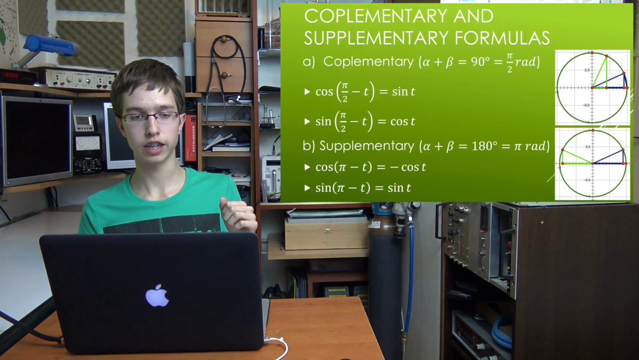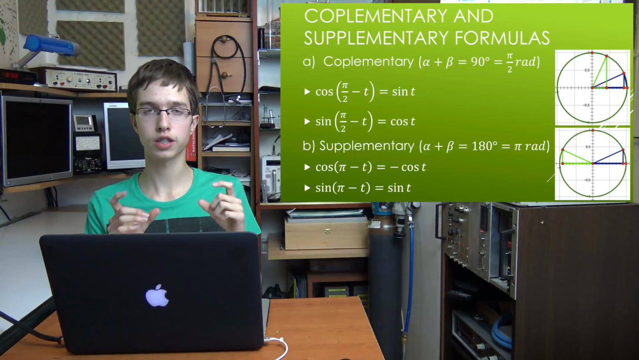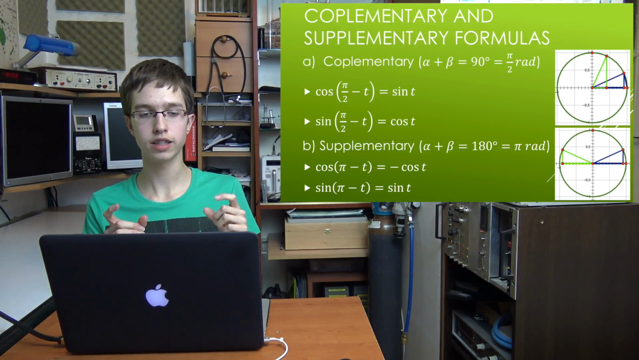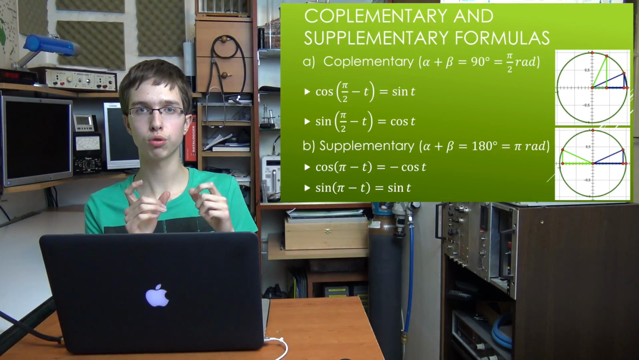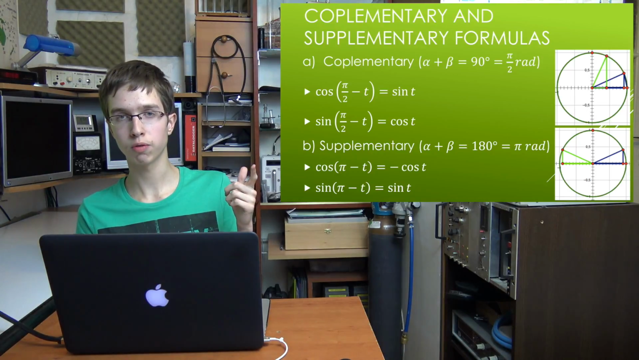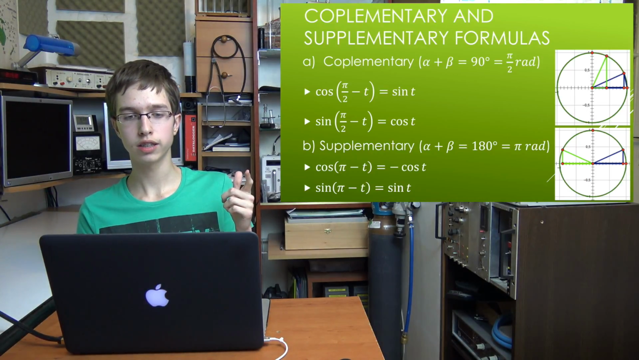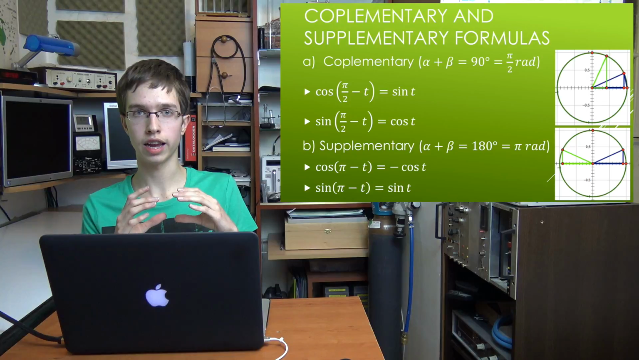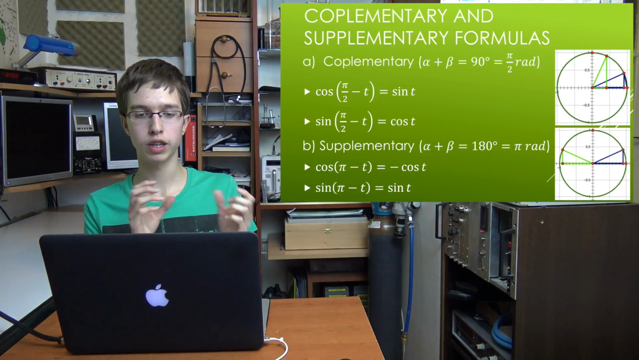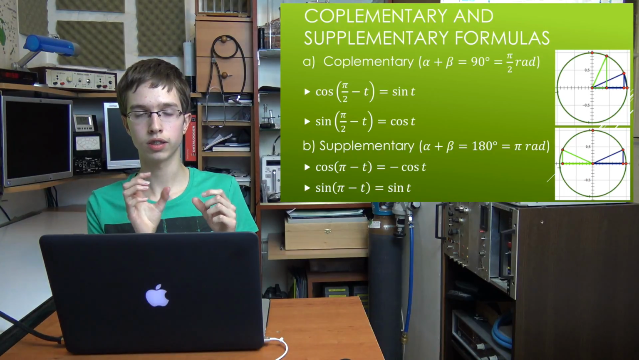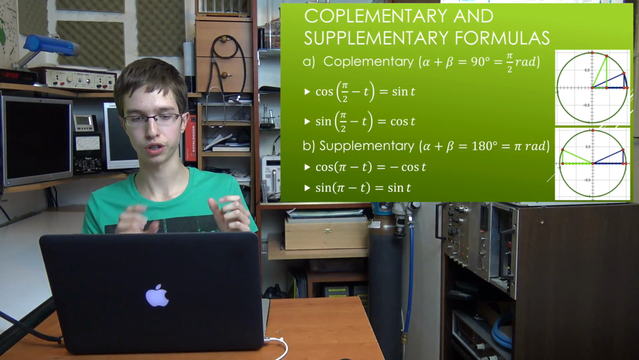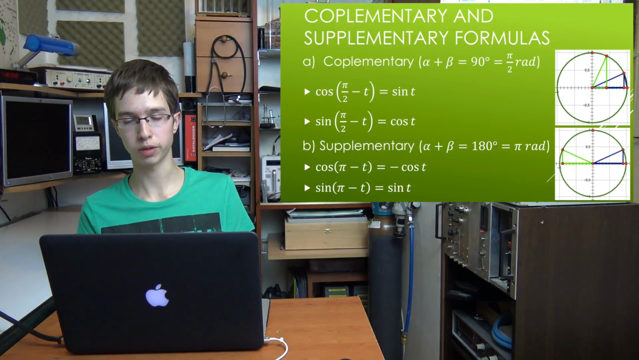And supplementary angles are two angles which sum up to pi radians, meaning 180 degrees. And it is important to say that these two, the blue and the green triangle, are congruent right-angle triangles. So we can observe their trigonometric proportions, as we can see in these expressions.